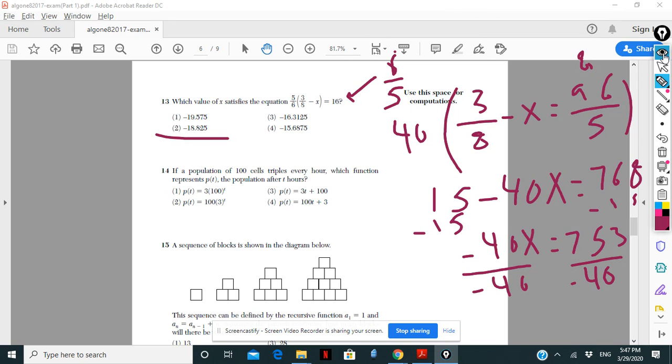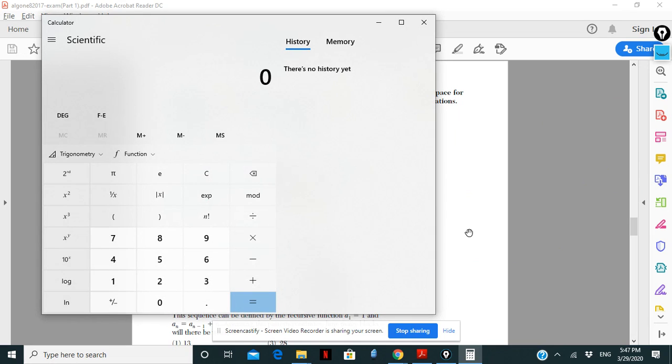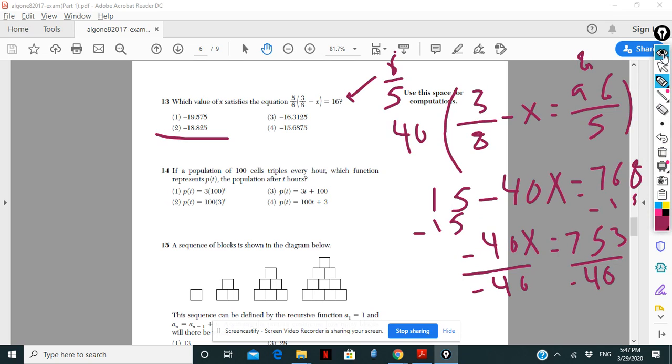Let's check. Here, I'm going to get the calculator. So 753 divided by 40, yes, 18.80. So the answer is number 2.